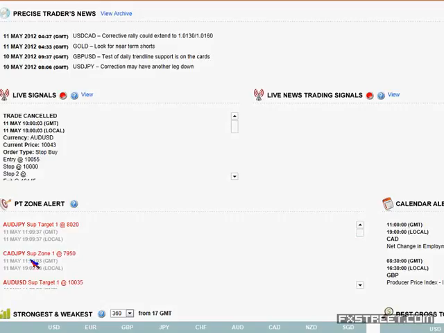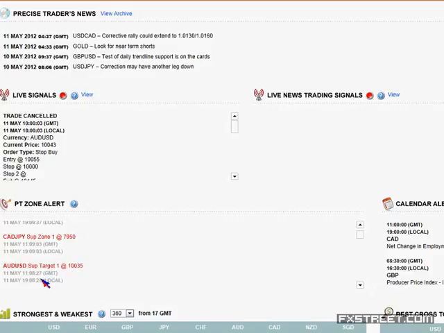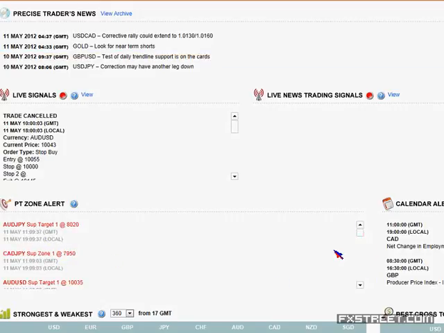Just now we had Aussie yen and CAD yen reaching the support target 1 and support zone. Basically, it's telling us that Aussie yen and Canadian yen are moving down, and Aussie dollar is also moving down. So after I get an alert, I'll be looking at the next tool which I use, give me 1 minute.